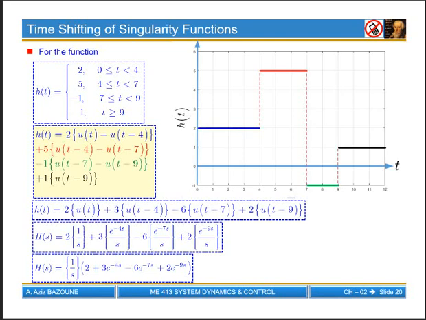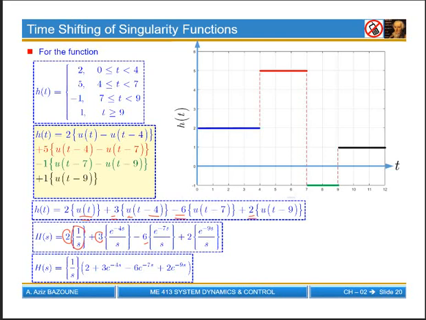Now we will do the following. The Laplace transform of u(t) is 1 over s. Now this one is 3. This is a step function shifted by 4. The step function is 1 over s. Since it is shifted by 4, it will be exponential minus 4s. And then this one is minus 6. Its step function is minus 1 over s, exponential minus 7s, plus 2 here, exponential minus 9s over s.